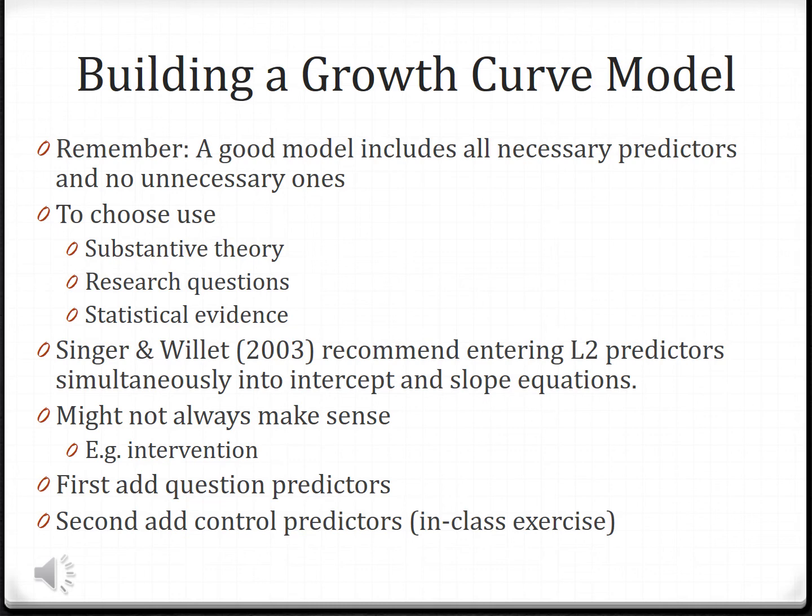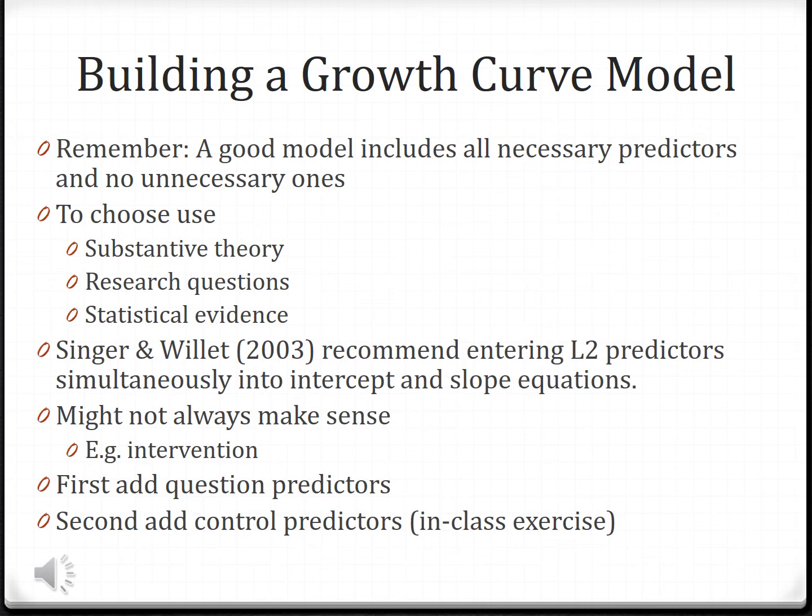And so we want to choose again on 3 criteria. Substantive theory, your research questions, and then statistical evidence, because we again have to actually see what the data tell us, and that goes back to measurement and other things. So you can't model something where you don't have any variance, for example. That just doesn't work.